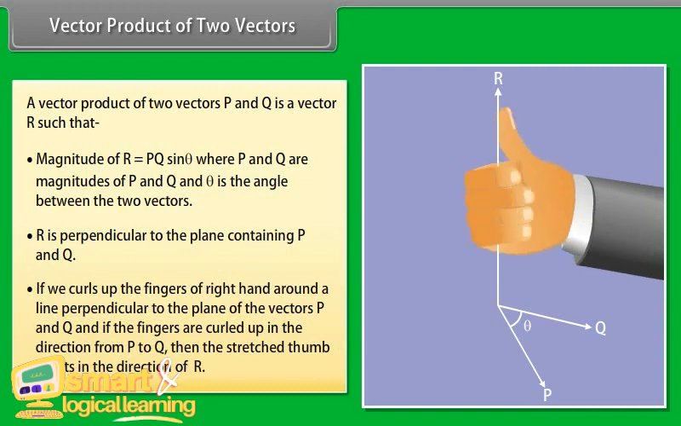If we curl up the fingers of the right hand around a line perpendicular to the plane of the vectors p and q, and if the fingers are curled up in the direction from p to q, then the stretched thumb points in the direction of r.